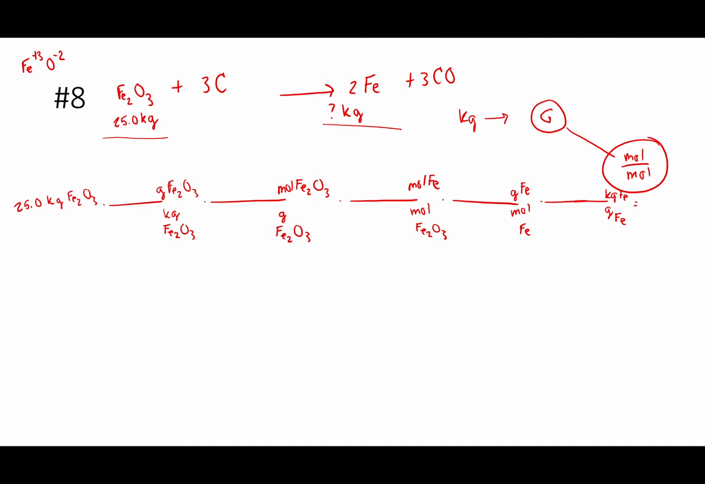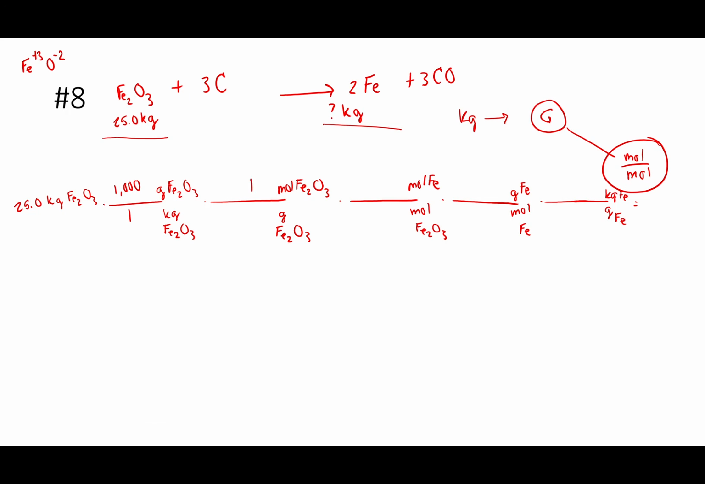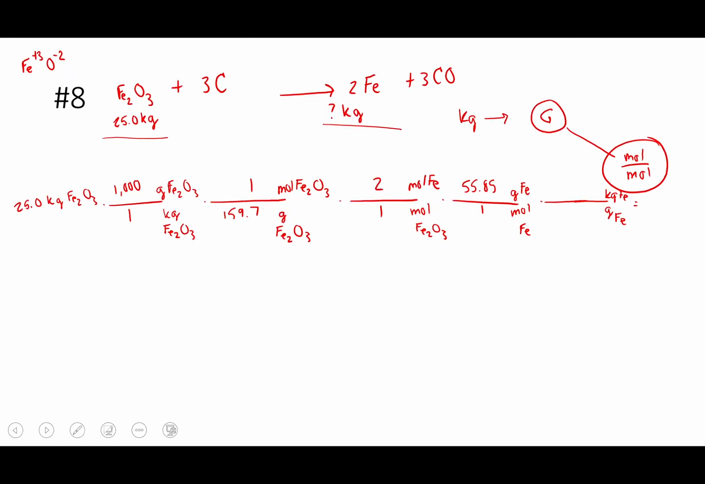Okay, when I fill in my fractions, this is how I work every stoichiometry problem. I make all of my fractions all the way across, then I go back in and fill in my conversion factors. I like to take things one step at a time. So there are 1,000 grams in a kilogram. 1 mole is the same as 159.7 grams of Fe2O3. My mole-to-mole ratio is 2 to 1. 55.85 grams of iron to 1 mole of iron. And again, 1 kilogram is 1,000 grams.